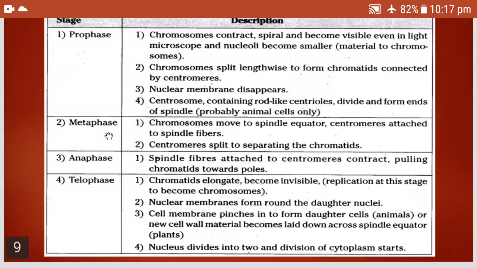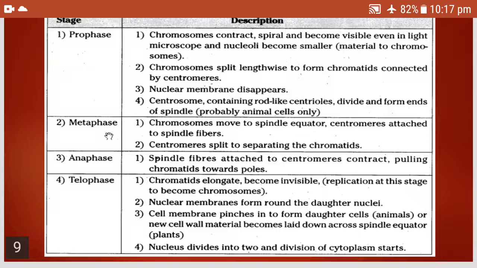Centromeres get attached to the spindle fibers. The spindle fibers are developed from centrioles, which are present in the cell. And during anaphase, the spindle fibers attached to the centromere contract, thereby pulling the chromatids towards the poles. And last, telophase, again the chromatids elongate, become invisible, and the nuclear membrane forms around the daughter nuclei.